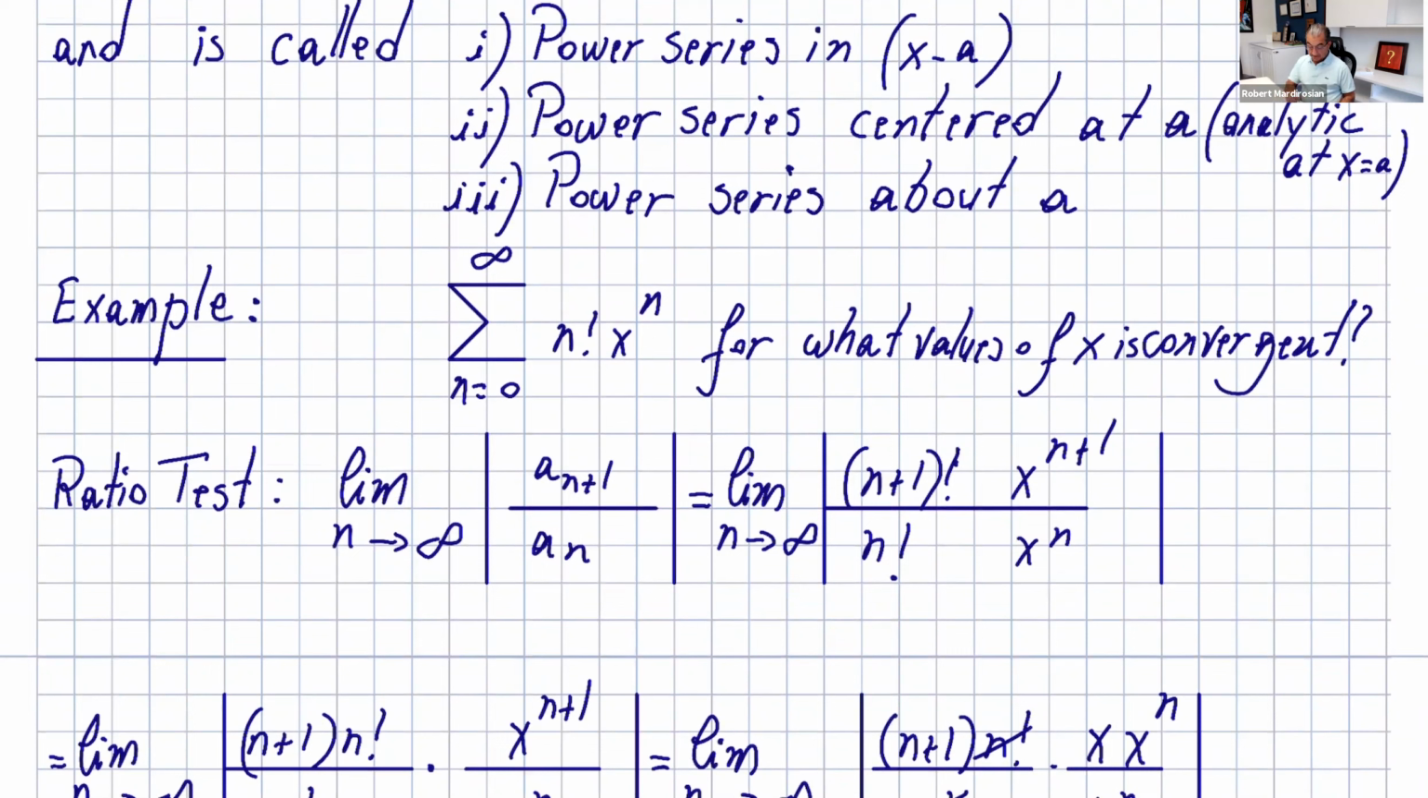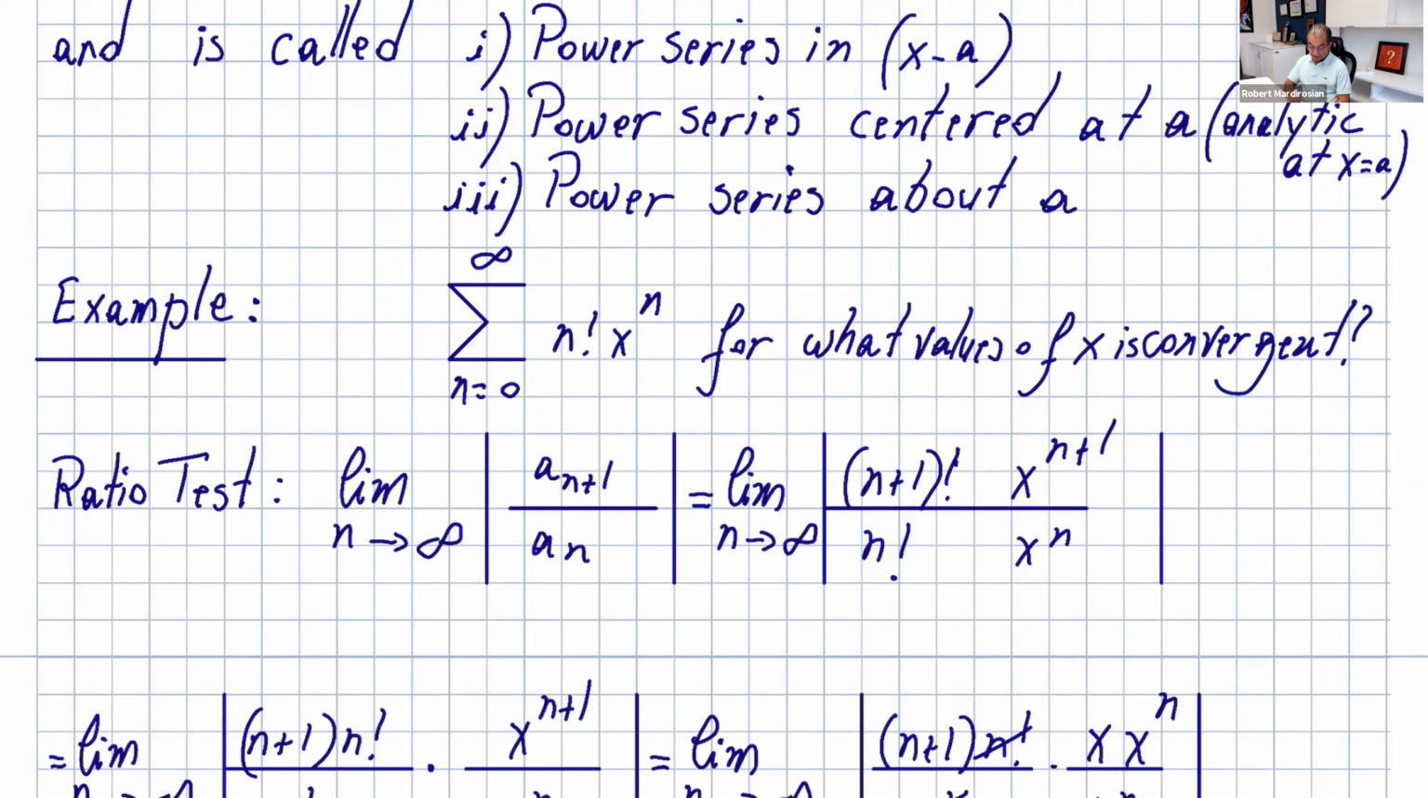Let's look at this example. We have a power series here, and the question is for which values of x is this power series convergent. When you have a power series, most of the time you use the ratio test, and the root test is also used, but most of the time you use the ratio test. Let's do that for this one and see what you get.